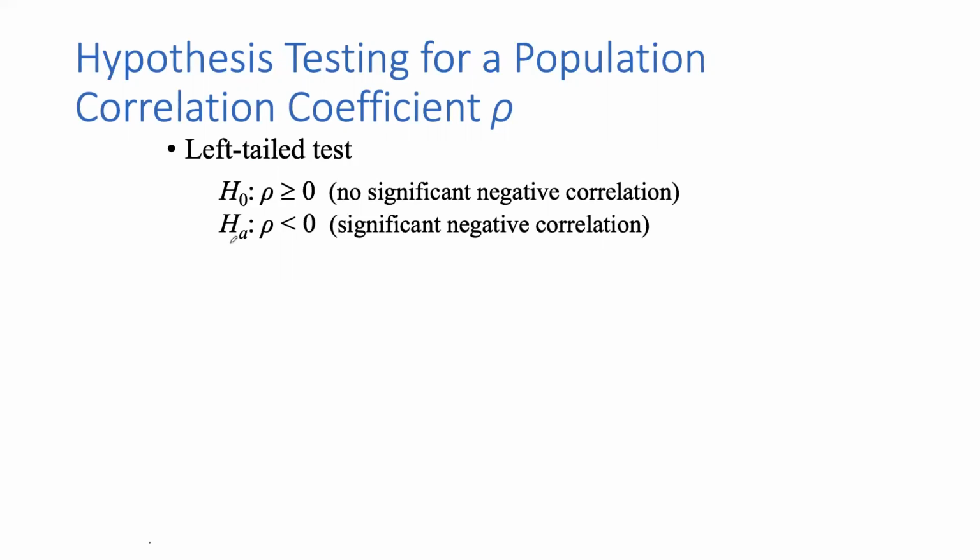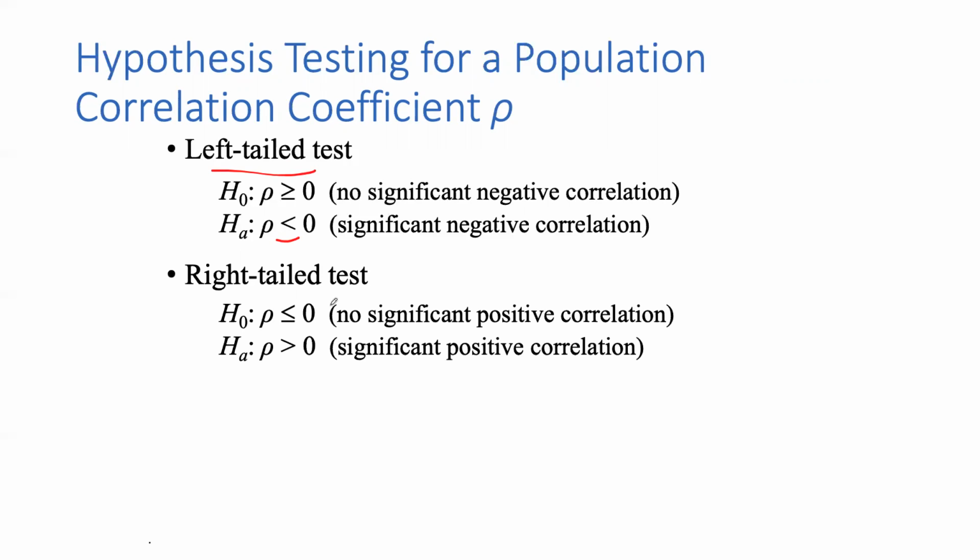And as usual, the direction in the alternative hypothesis tells us the direction of the test. So given that rho is less than 0, the less than sign indicates that we have to do a left tail test. Okay. A right tail test when the claim is what? That rho is less than or equal to 0, that there is no significant positive correlation. We are claiming that these two variables do not have positive significant correlation. So what is the counterclaim? That they do have significant positive correlation. So here is a greater than sign, suggesting that it's a right tail test.